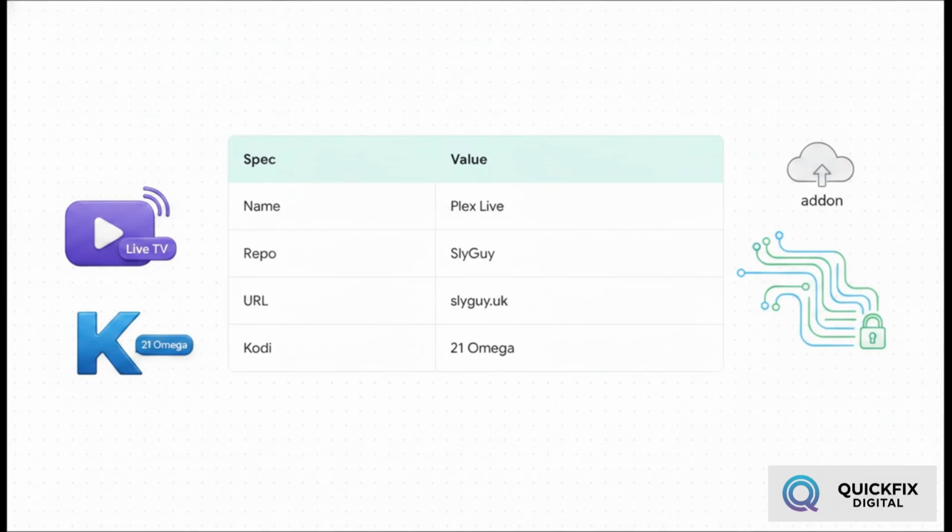Okay, here is your essential technical cheat sheet. We are installing Plex Live from the SlyGuy repository. The primary URL you'll want to use is slyguy.uk, but there's a handy alternative backup provided at k.slyguy.xyz just in case. And crucially, this is all built and fully compatible for Kodi version 21 Omega. Keep these exact specifications in mind because they form the actual blueprint for the setup we're about to tackle.